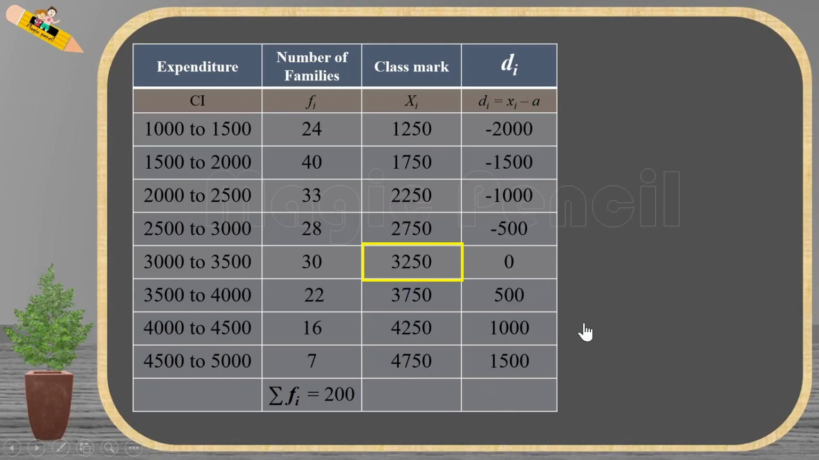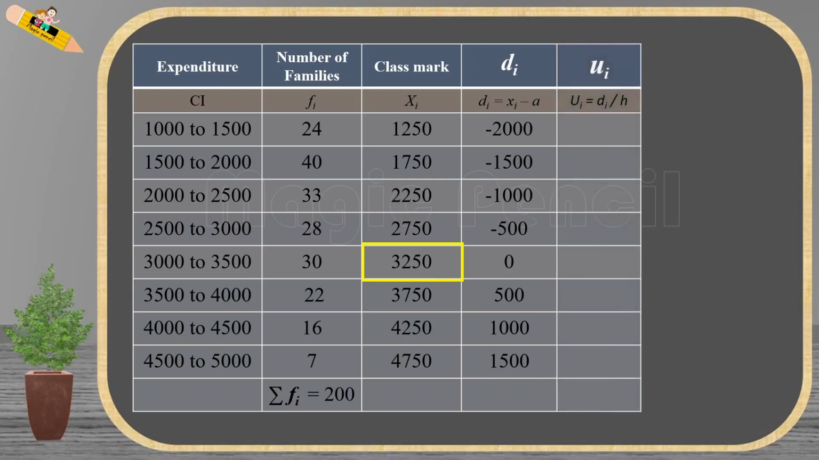You are seeing here these di values are also big. Again, we are lazy, so we need small numbers to multiply. So what we are going to do is divide these di values by the height of the class. What is the height of the class? Height of the class is 500. So we divide these di values by 500. When you divide, you will get minus 4, minus 3, all small numbers. Because of our laziness only, we are proceeding from direct to assumed mean method, and then to step deviation method, because we want small numbers to multiply with fi.